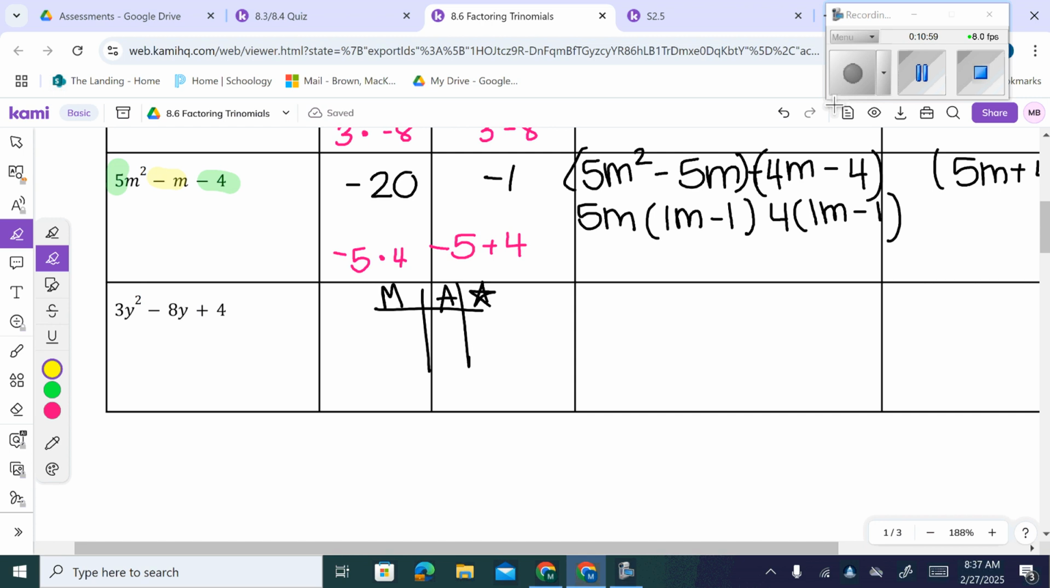What do we need to multiply to? 3 times 4, which is 12. So I got to multiply to 12. What do I need to add to? Negative 8. Negative 8. Okay? So I got to multiply to 12 and add to negative 8. Okay? Go look at your blue sheet. What multiplies to 12 and adds to negative 8?